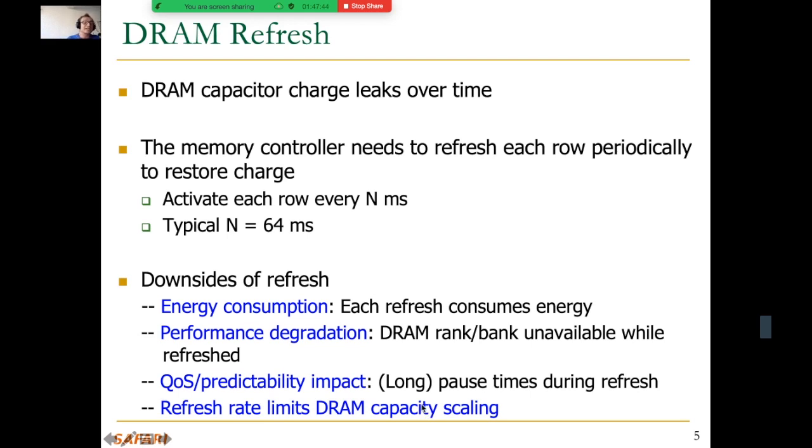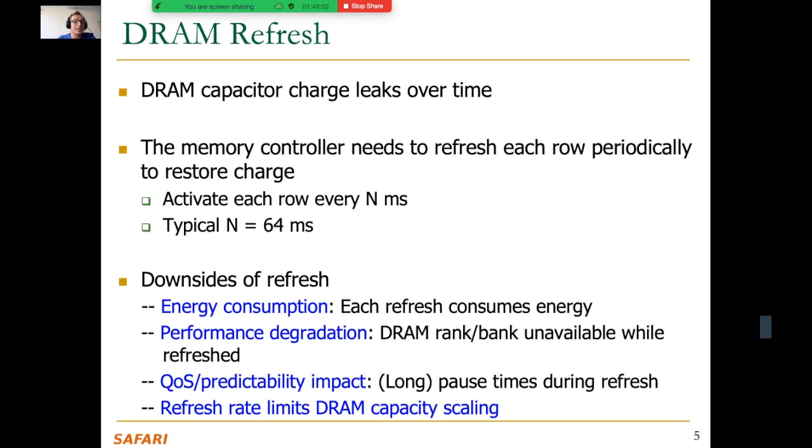Now, what does this mean? Basically, as you increase DRAM capacity, there are two things that happen. One is the cells become smaller, and the second is you want to put more rows into the DRAM so that you can have higher capacity. And both of these are actually bad for refresh.